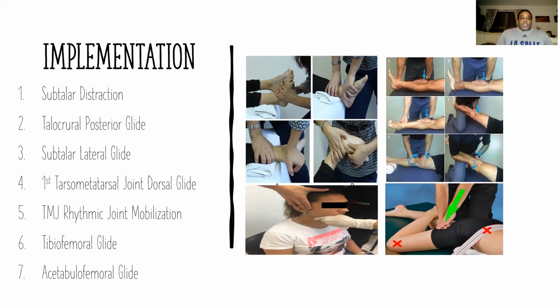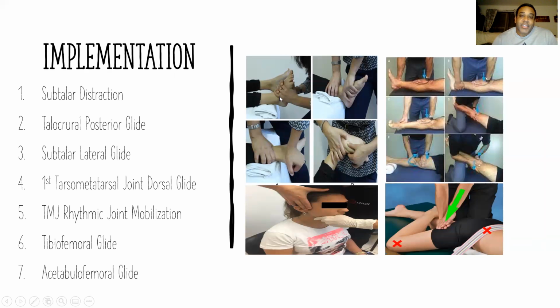These are just some examples of different mobilizations and manipulations. So we have a subtalar distraction, and then we have a talocrural posterior glide. So that's to get range of motion back.